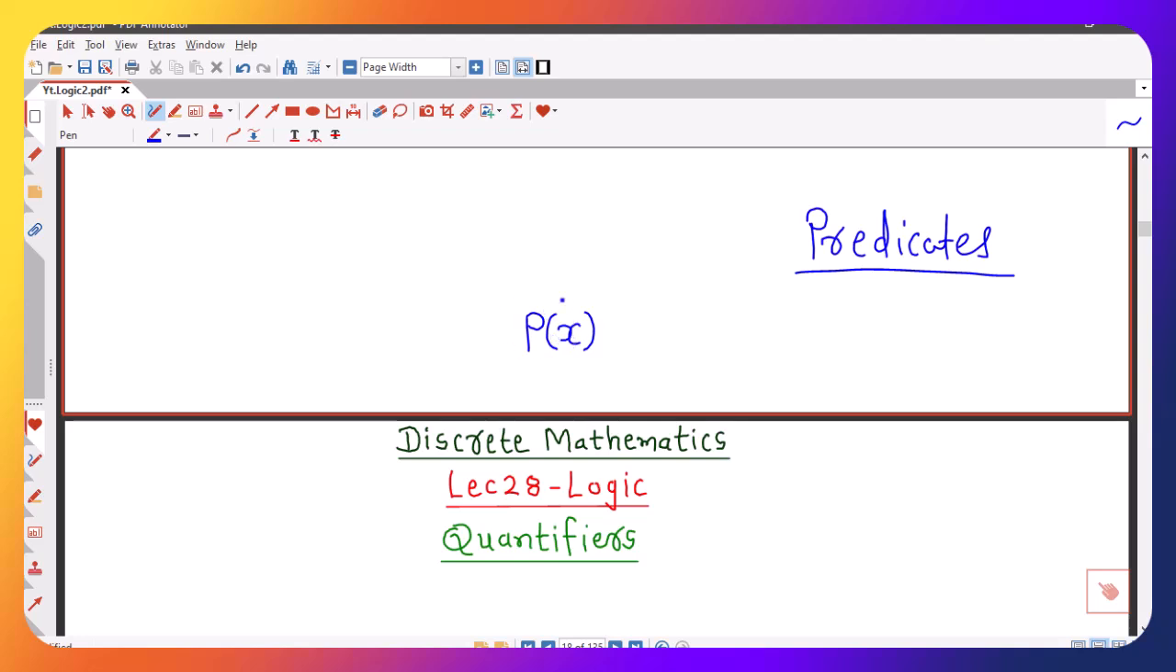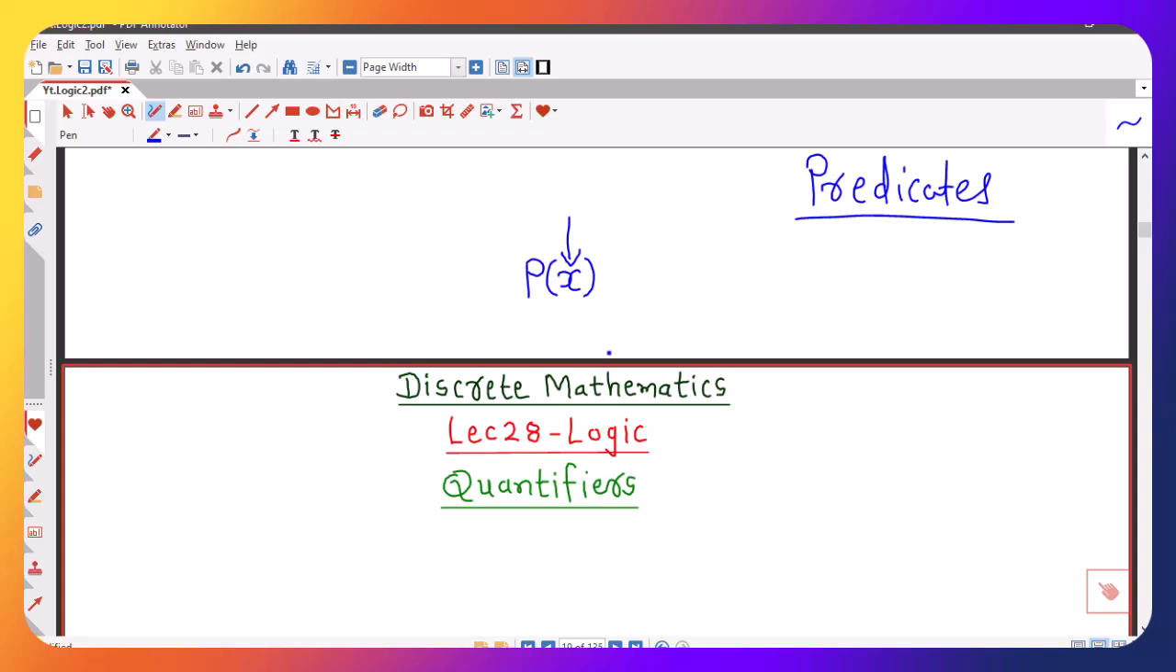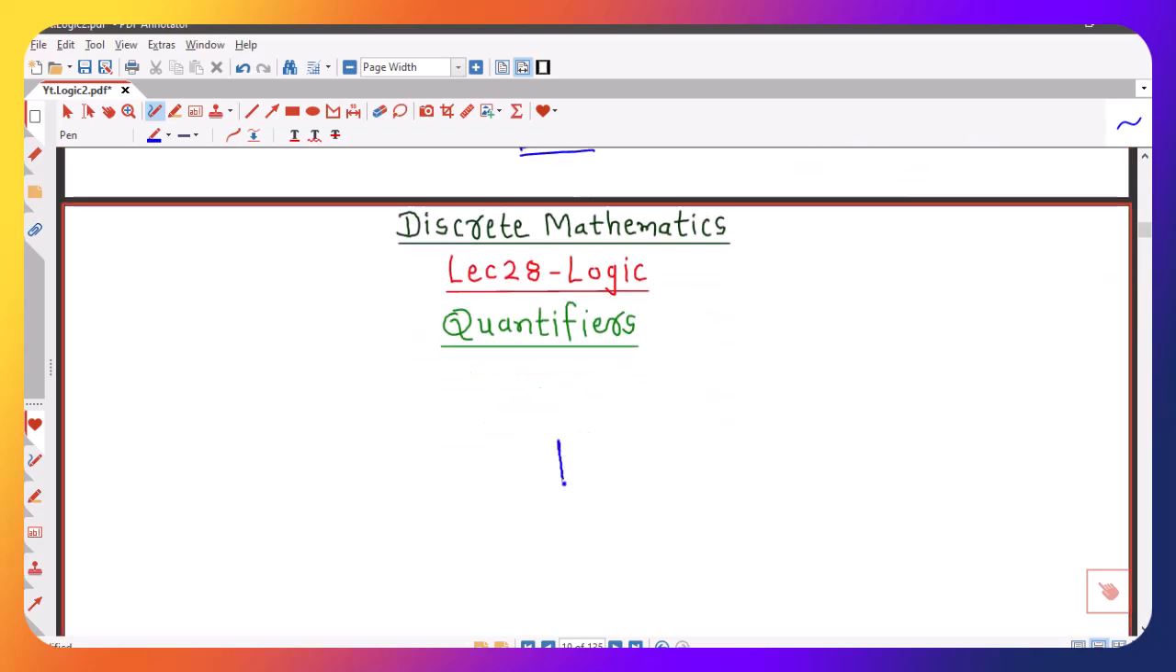And we know that a statement function is not a statement, but by taking particular values of the variable in a statement function we obtain different statements. So this is another way of obtaining or writing statements using statement functions. Now we can find statements by considering quantification of a statement function also, that we are going to discuss in this lecture.